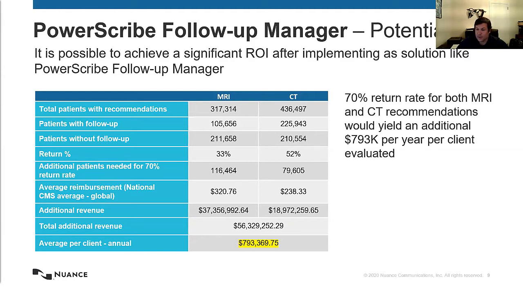Using this logic, we identified over $56 million in additional revenue, which can be achieved by the 70% return rate, which averaged out to approximately $800,000 per client annually. It should also be noted that this ROI projection may be conservative, as it only counts the initial exam each returning patient receives and does not factor in other subsequent evaluation or treatment. And also consider that private payers tend to pay more than the CMS rates.